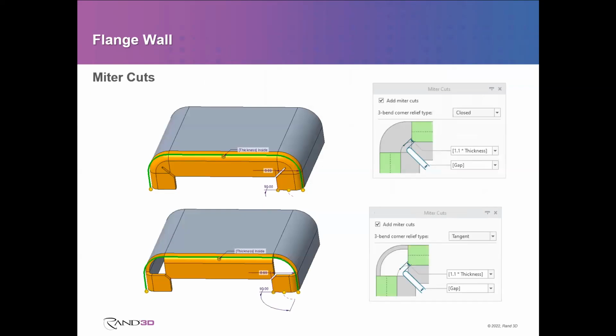Now, in this example, they actually are going along all the edges that are highlighted in green, and they're building a wall. But again, that wall starts to collapse through itself in the corner. So this is where I would need to have a miter cut to be able to create this. Now, you don't have quite as many miter cut choices here, but again, you can say it's going to be a closed corner like you see here, or you could say, give me a tangent corner like you see down below.